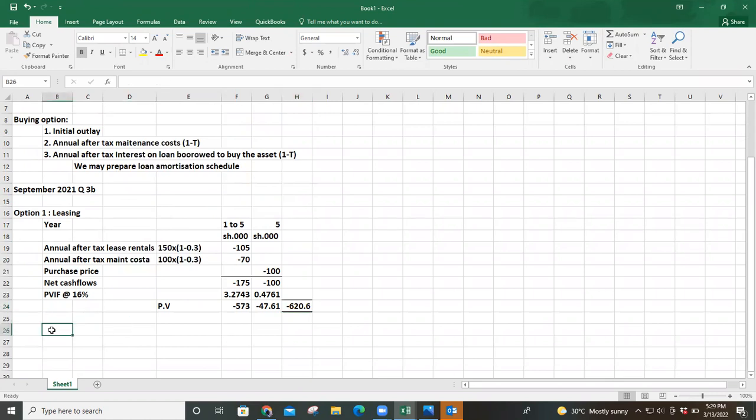Then you look at the option to buy. So option two is buying. There are two key things that we need to take care of. We need to take care of the annual interest.